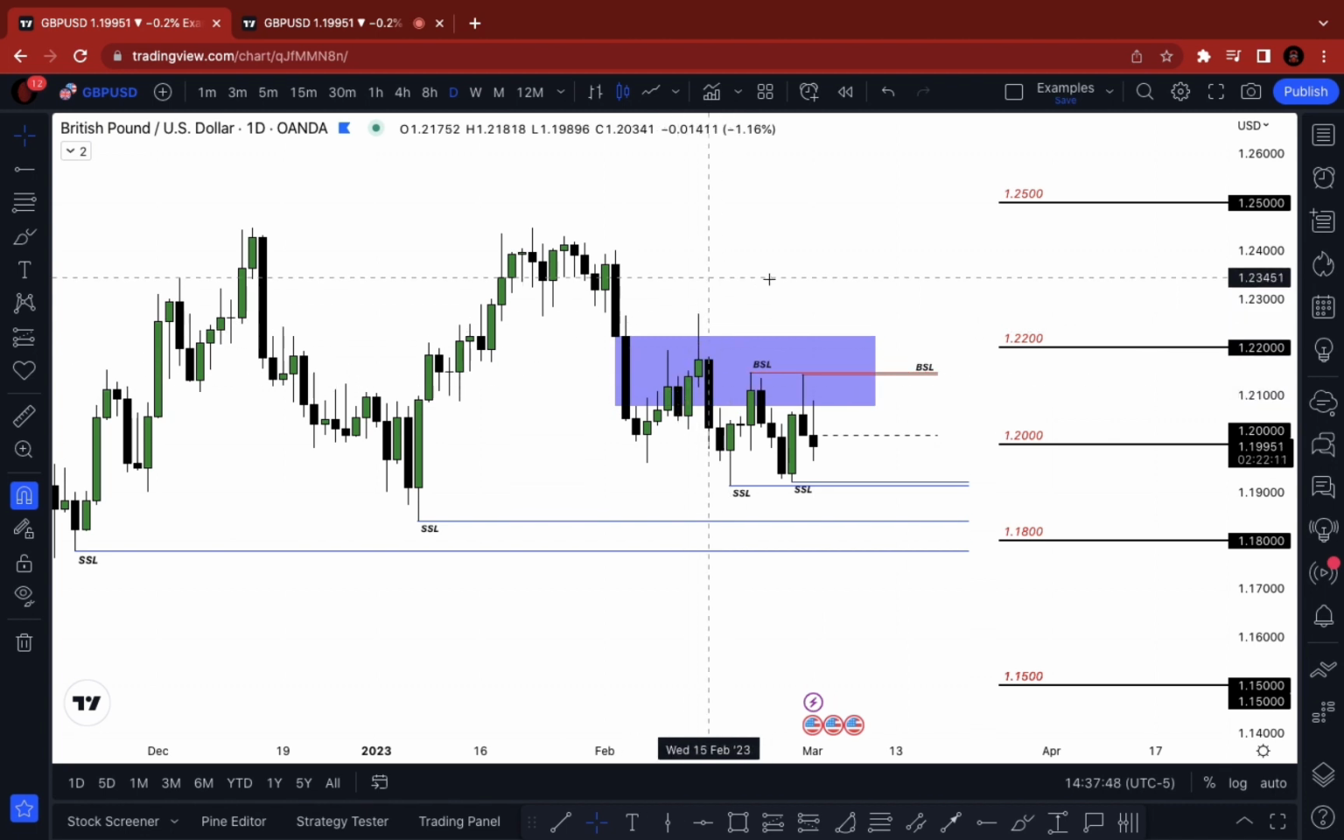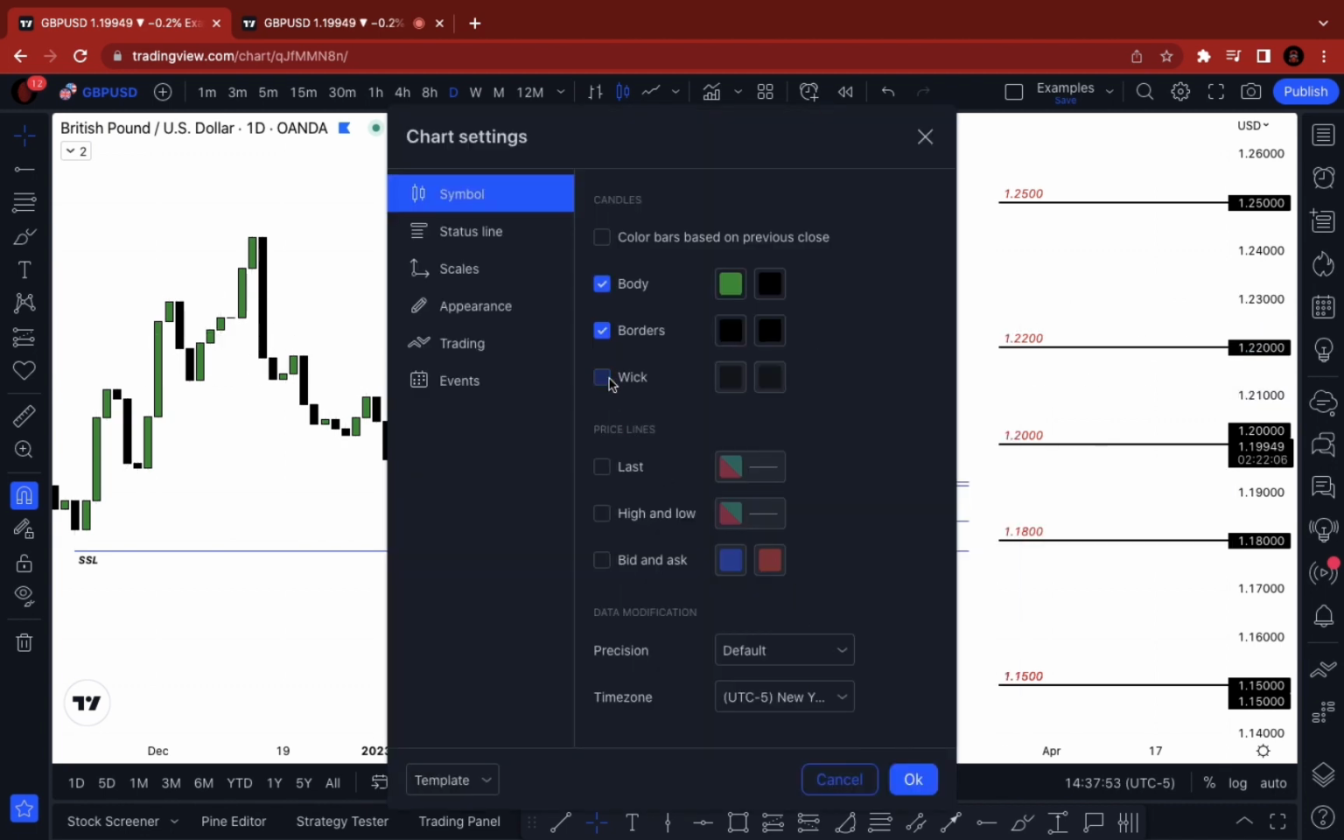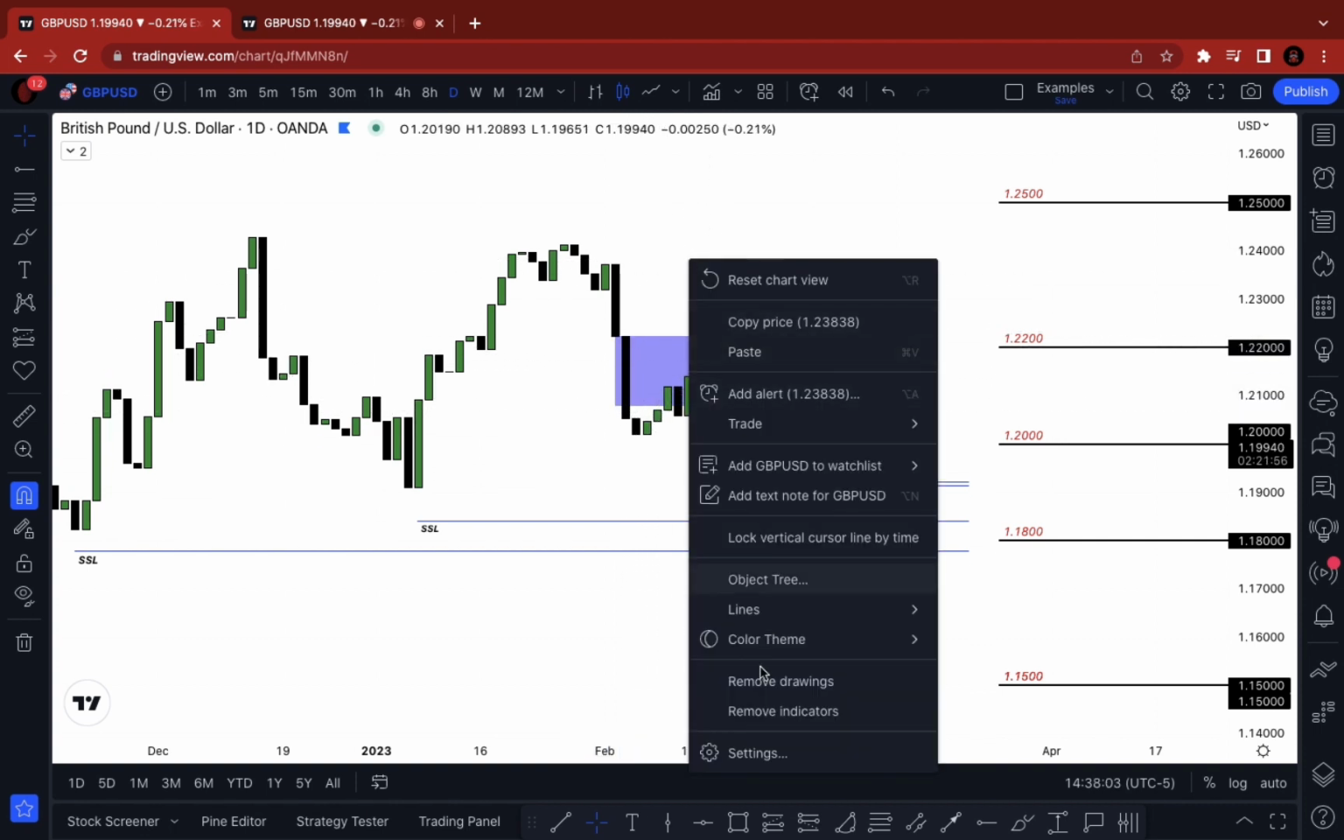Now, many people may say, "Oh, what about the wicks? It's outside of it." We're not concerned about the wicks, because if we were to study price action without the wicks, then it looks completely different. You can see the body is residing inside the fingerprint. Let me take this off.